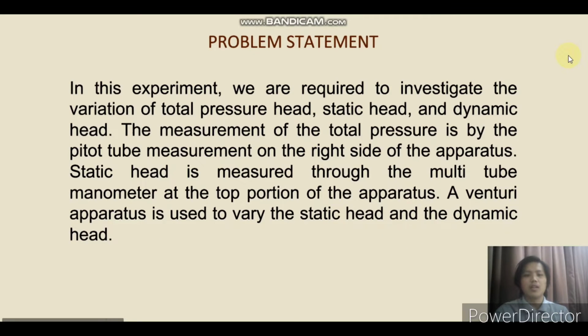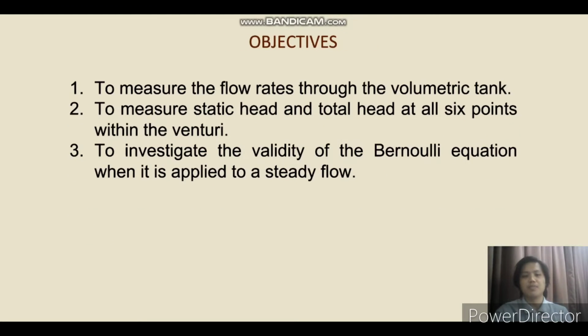So, the problem statement for this experiment is that we are required to investigate the variation of total pressure head, static head, and dynamic head. The total pressure is measured by the pickup tube on the right side of the apparatus. Static head is measured through the multi-tube manometer. A conventional apparatus is used to vary the static head and dynamic head.